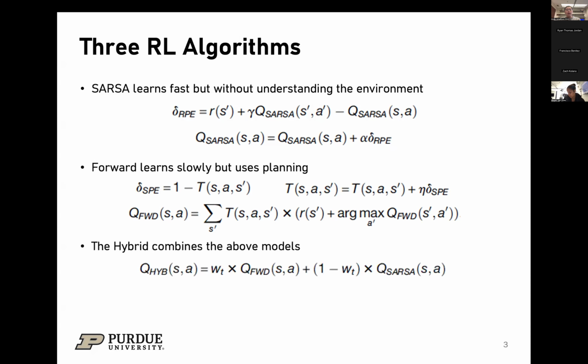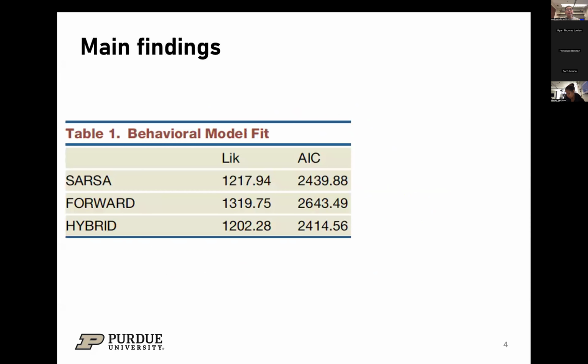And finally, the authors combine these two systems into a hybrid agent. This model mixes the two value estimates, the model-free value from SARSA and the model-based value from the forward model. So the authors reported two key findings. First, the hybrid model provided the best fit to human behavior, showing the lowest likelihood and AIC value, and SARSA performed similarly but slightly worse, while the forward model showed the poorest fits.